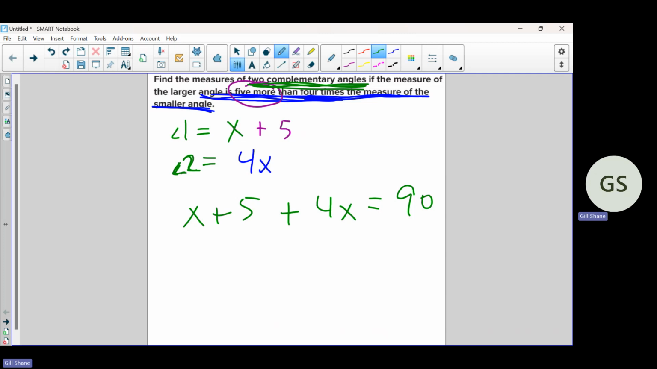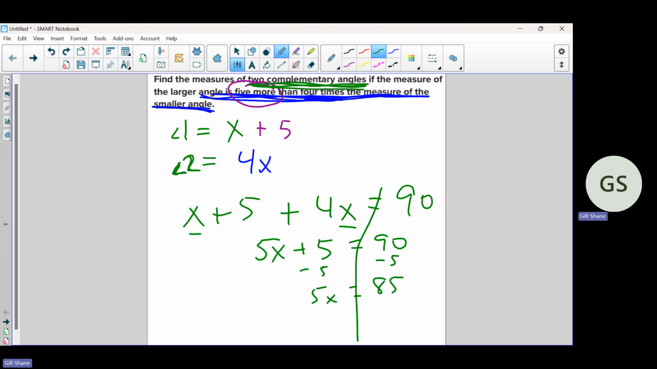That's probably enough. So we have like terms there, x's. If I have 1x and then I add 4 more x's to it, I get 5x, and then that is +5 equals 90. Now I want to solve for x. So I subtract 5, subtract 5. It's just a two-step equation, so I'm not going to spend a lot of time on it. 5x equals 85. Then we divide by 5 on both sides. x equals, what is that? 17, it looks like. So x equals 17.